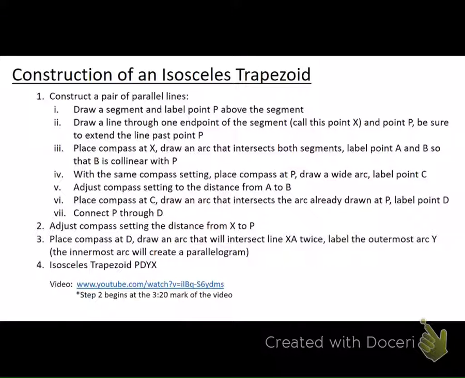X to P. Place the compass at D and draw an arc that will intersect the line XA twice and label the outermost part of the arc Y. What? So I'm going to do this. Watch. Do you see how mine hits twice? So you put it up here. This is the outermost one. Do you see how it's outside of the trapezoid? Do you see if you went this way, it wouldn't look like a trapezoid? So that's why we're labeling the outermost one Y.